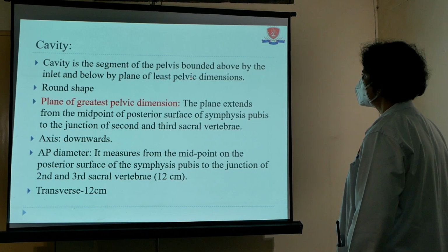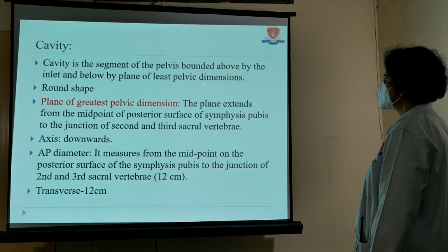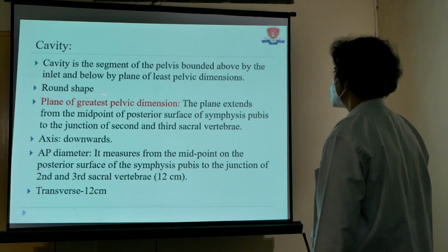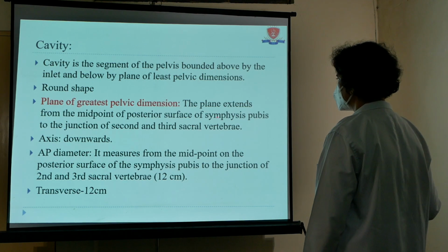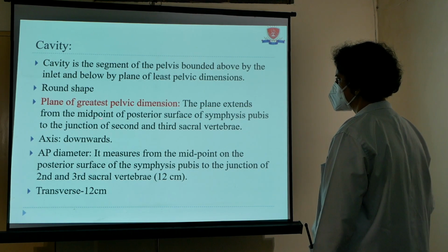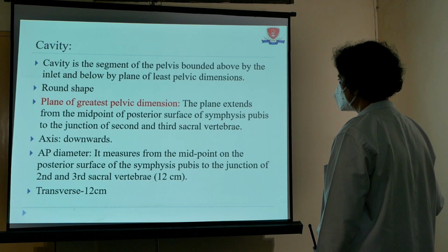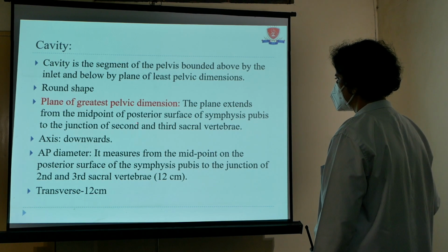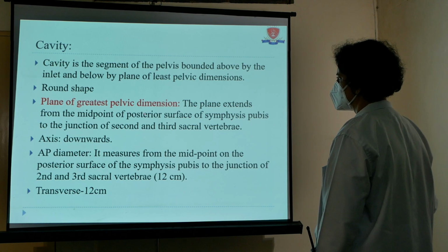The cavity is a segment of the pelvis bounded above by the inlet, which is a plane, and below by the plane of the least pelvic dimension. This is round in shape, and there is the plane of the greatest pelvic dimension. The plane extends from the midpoint of the posterior surface of the symphysis pubis to the junction of the second and third sacral vertebra, because the sacrum consists of 5 segments. So in the mid it will be between the second and third, and anteriorly the midpoint of the posterior surface of the pubic symphysis.